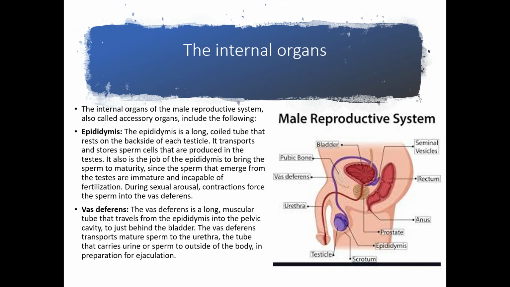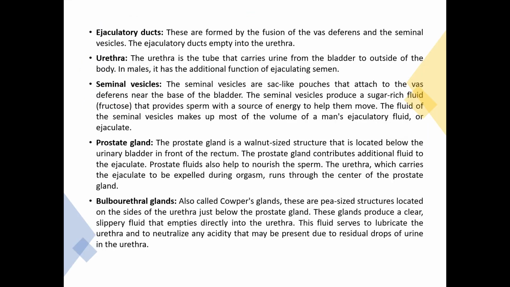The next accessory organ is the vas deferens. The vas deferens is a long muscular tube that travels from the epididymis into the pelvic cavity to just behind the bladder. The vas deferens transports mature sperm to the urethra, the tube that carries urine or sperm to outside the body in preparation for ejaculation. Ejaculatory ducts are formed by the fusion of the vas deferens and the seminal vesicles. The ejaculatory duct empties into the urethra.